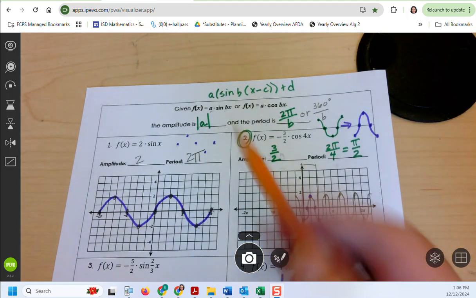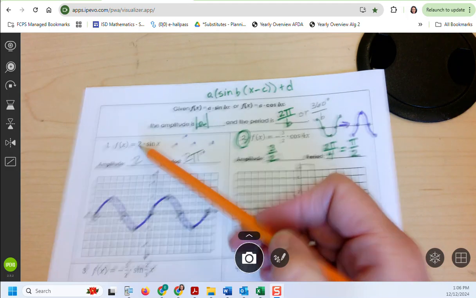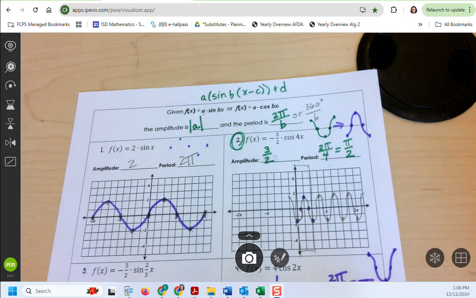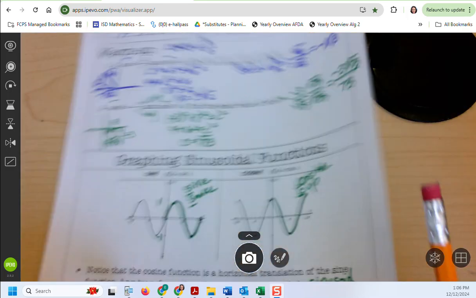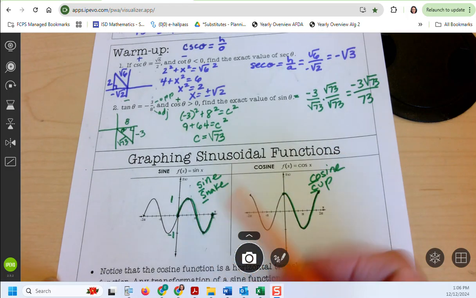In the first one, the only thing that's changed from the parent function is the 2, and that's going to be the amplitude. So our graph is actually going to look exactly like this one, except it's going to be twice as high. It's going to go up to 2, and it's going to go down to negative 2. The period will still stay 2 pi.